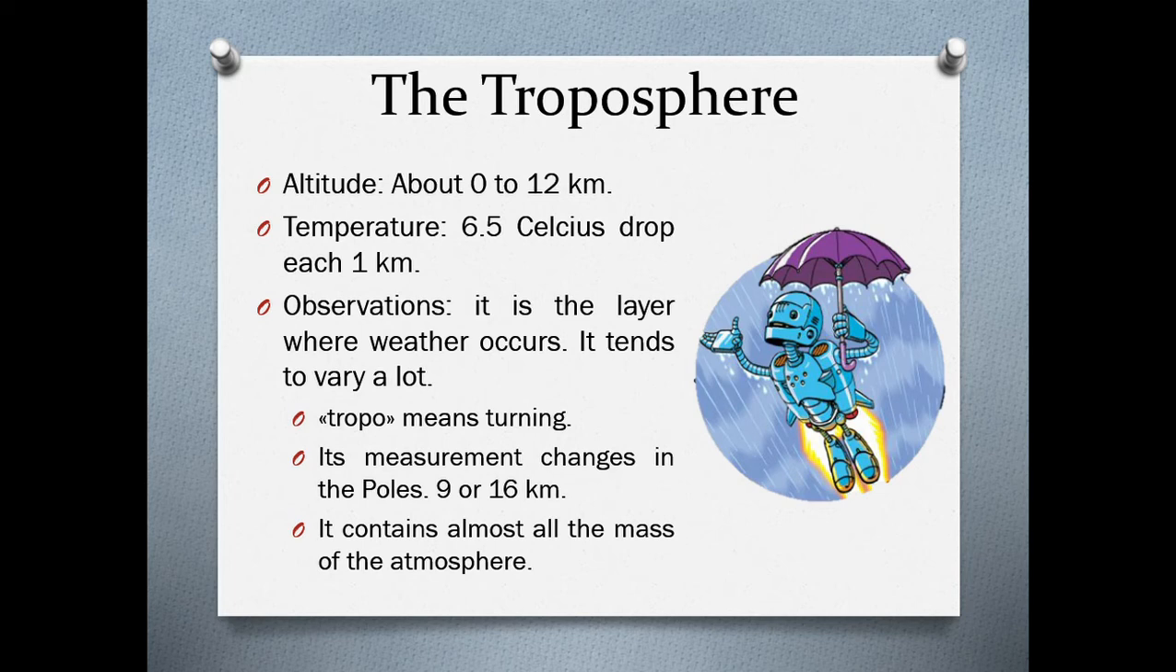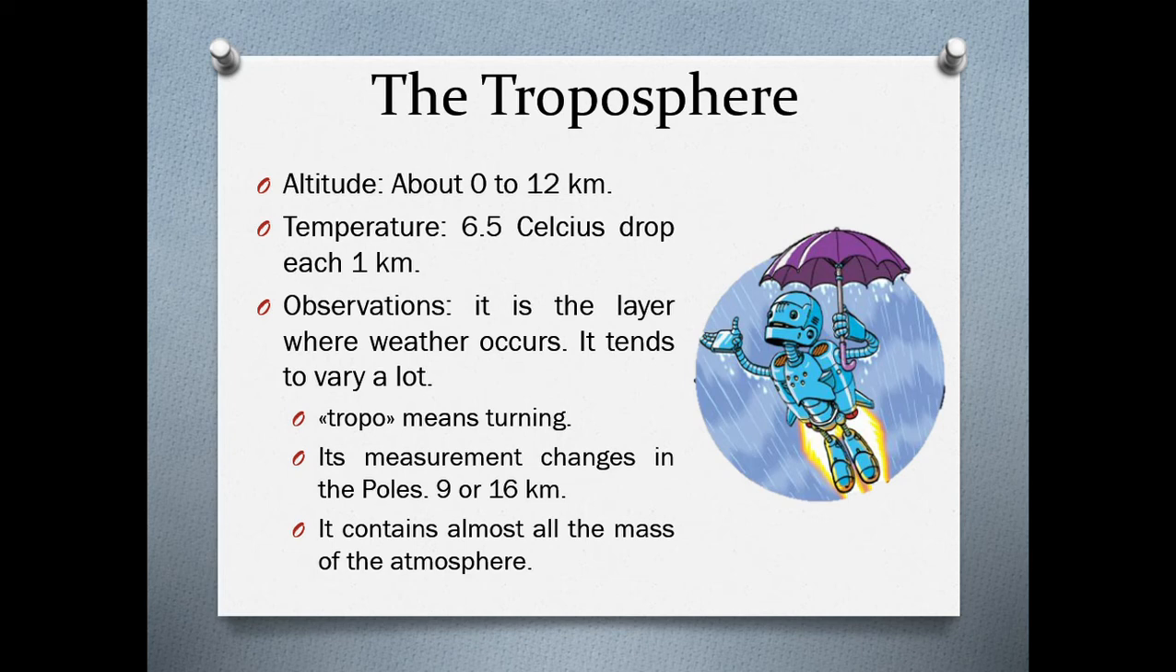Remembering that the name of the layer we're analyzing is troposphere. So most likely it's a part that changes or turns a lot differently. Okay, continuing, its measurement changes in the poles, and it can go from 9 to 16 kilometers.